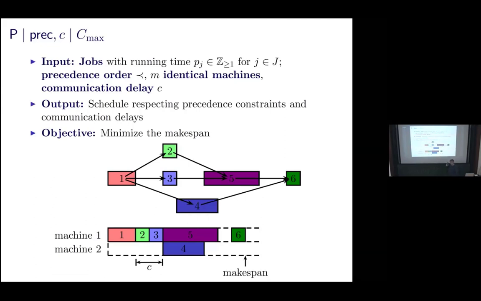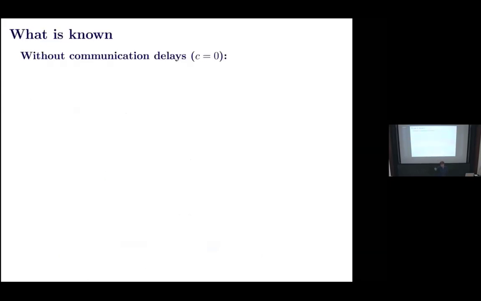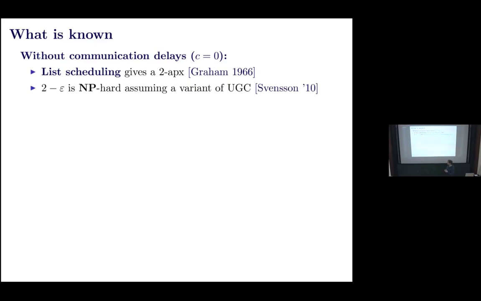Okay? Is there any question concerning the model? Okay, so what's known? There's a lot more in the literature for the case where C is zero, meaning that we do not actually have communication delay. For that case, it's known that there's a very simple two-approximation. You just start the jobs whenever you can, whenever there is an idle machine. And that also turns out to be tight, assuming a variant of the unique games conjecture. So in some sense, this problem is settled.